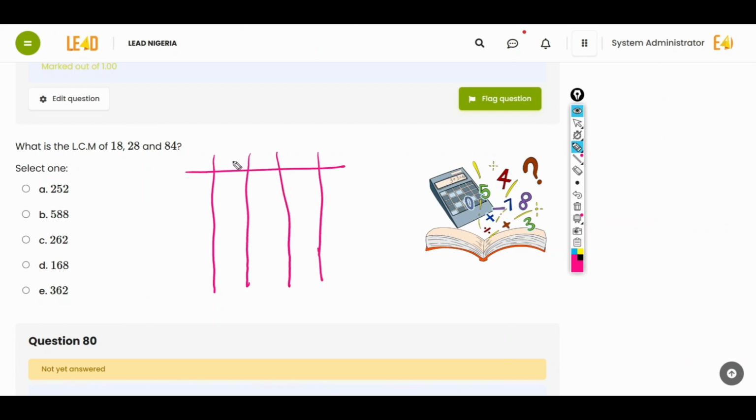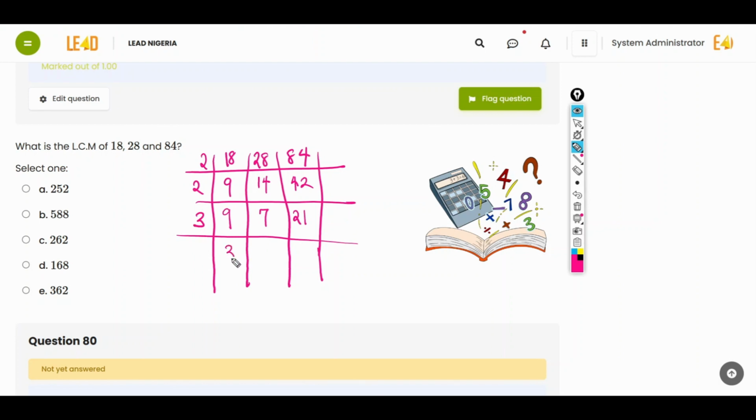All right, so 18, 28, and 84. For LCM, we're going to be dividing by what can divide any of them, and we divide all the way to 1 when everything becomes 1. All right, so we can start with 2: 9, 14, and 42. We can still work with 2. We'd have 9, 7, and 21. Now we can work with 3.